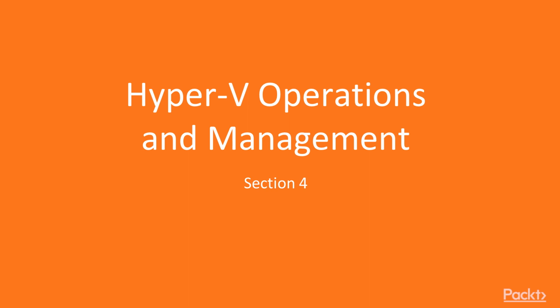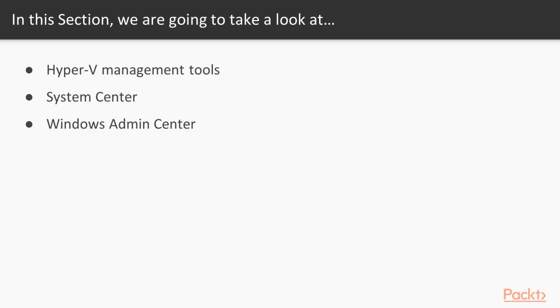In this fourth section, we shift from planning and deployment to operations. This section has 3 lessons. The first lesson in this section is an overview of your options for managing Hyper-V. There are a lot of options here, so I'll give you a summary of all your options. The 2 remaining lessons in this section focus around the 2 common and feature-rich options. These are the Windows Admin Center and System Center.